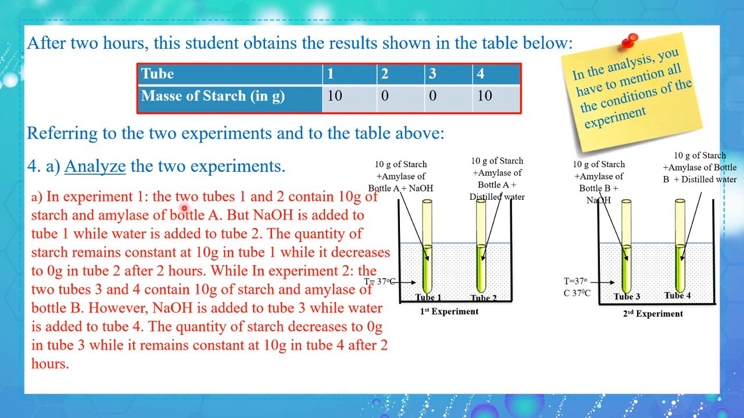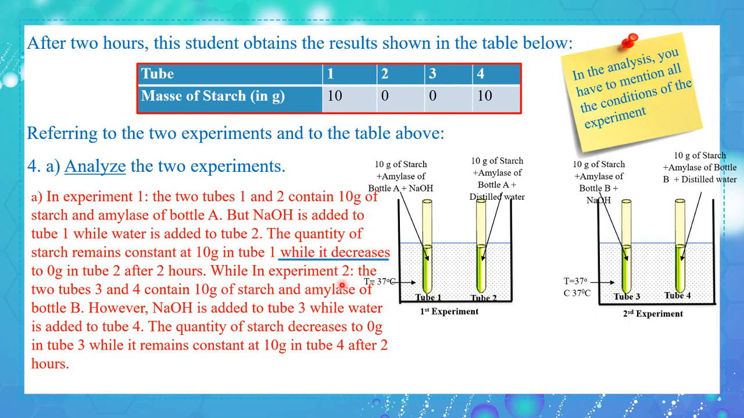In experiment 1, the two tubes 1 and 2 contain 10 grams of starch and amylase of bottle A, but NaOH is added to tube 1 while water is added to tube 2. The quantity of the starch, this is the result. The quantity of the starch remains constant at 10 grams in tube 1 while it decreases to 0 grams after 2 hours in tube 2.